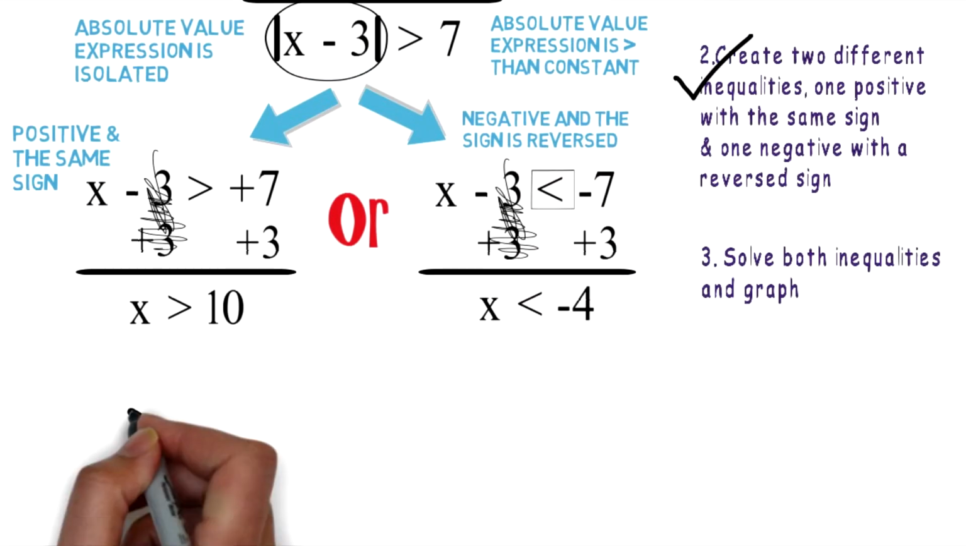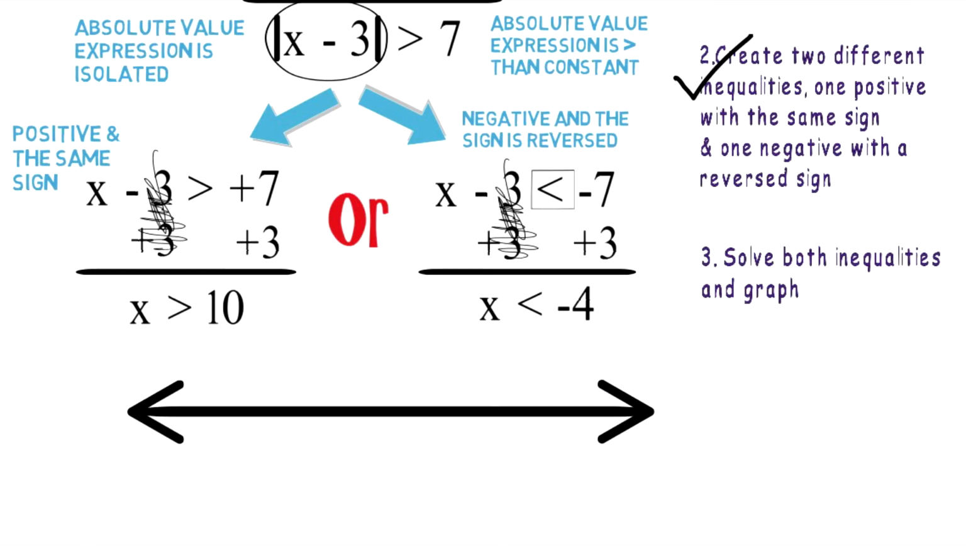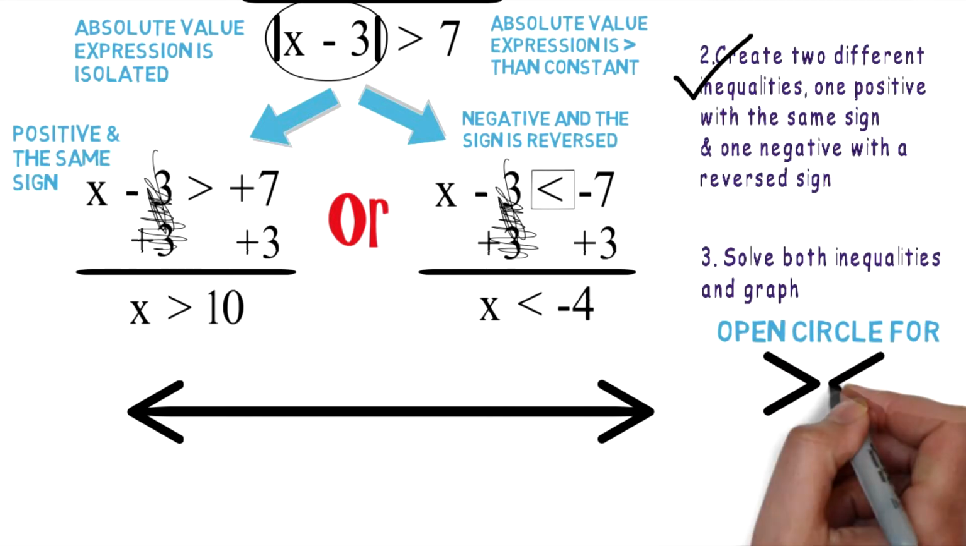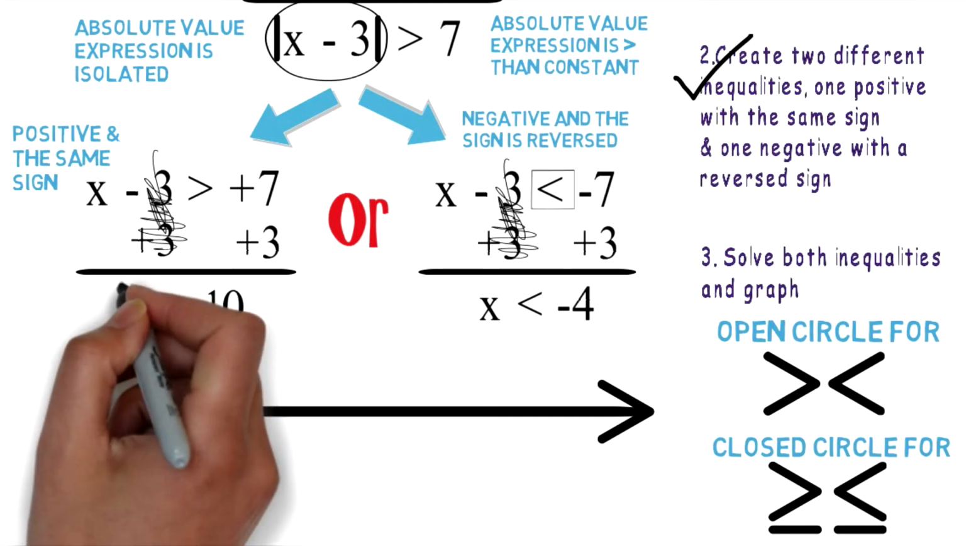And don't forget, we have to graph this inequality. So I'm going to draw a graph below. And just a heads up, open circle for less than or greater than, and closed circles for less than or equal to, and greater than or equal to. Now, let's look at what we have.